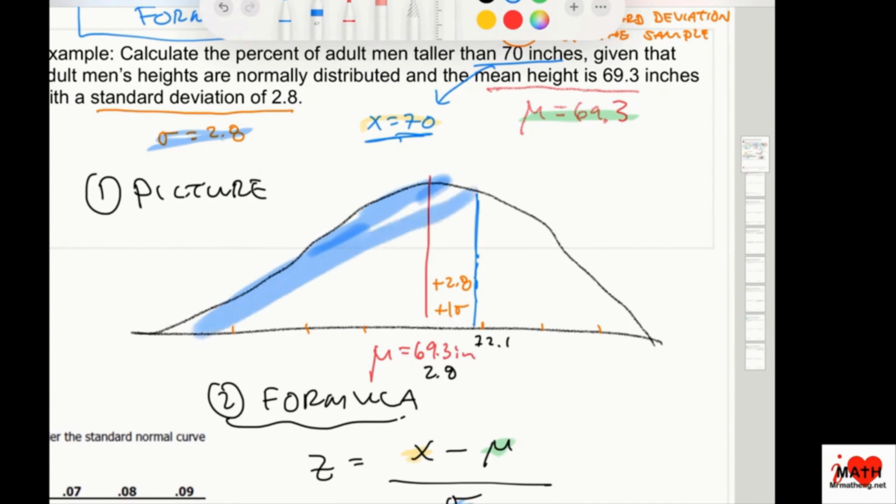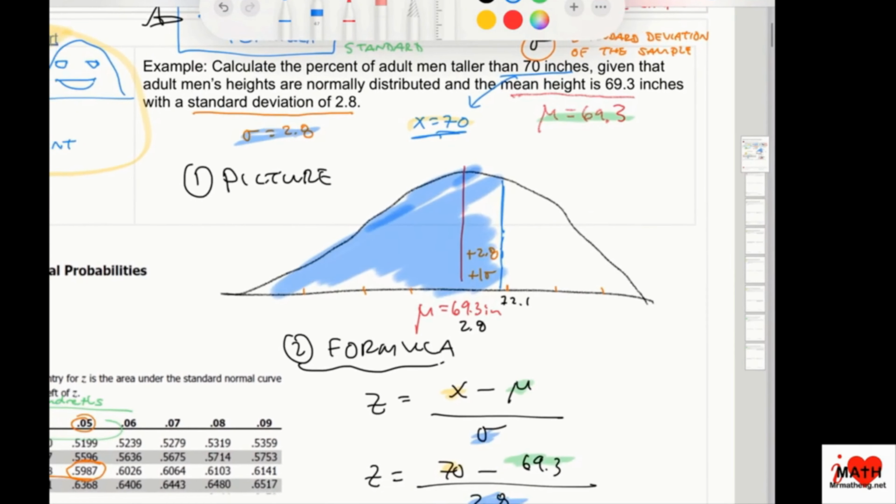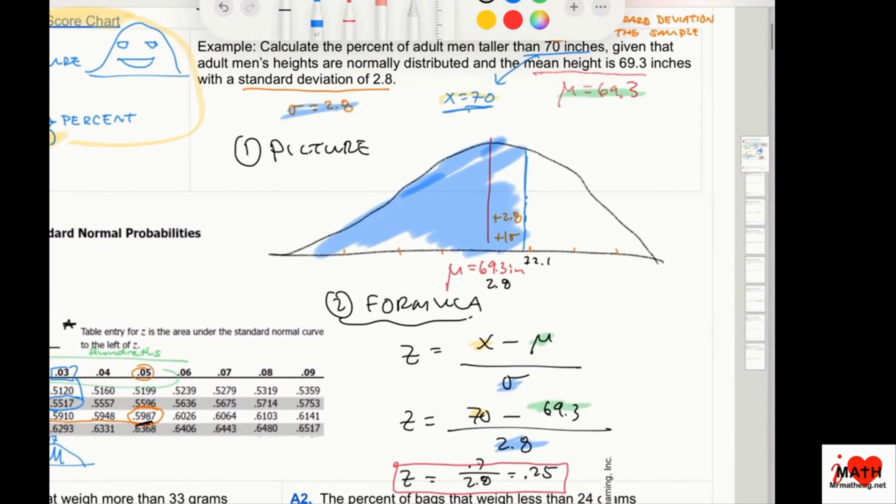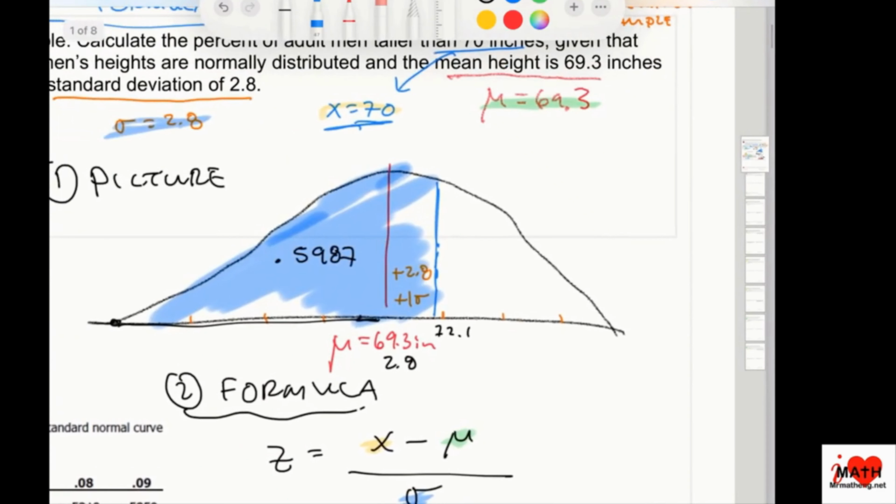So basically what I'm trying to do is find this blue shaded region. And with our z-score, we just found that value. The value there in orange is 0.5987. Remember, going from left to right, so this represents 59.87%. And here's a big idea.